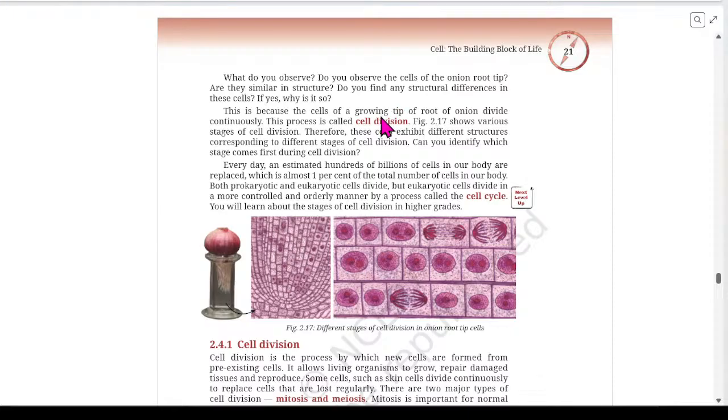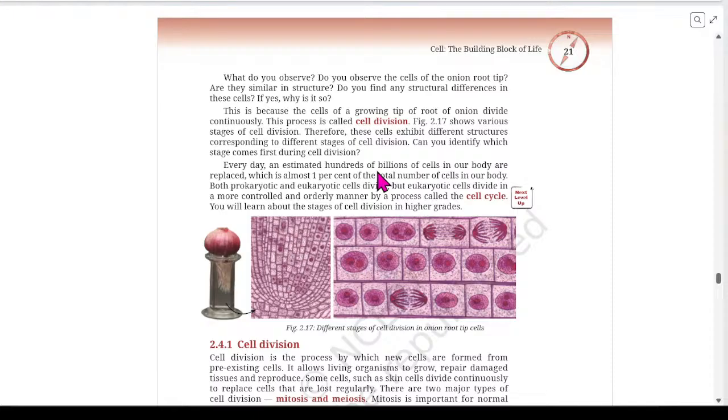This is because the cells of a growing tip of root of onion divide continuously. This process is called cell division, which shows various stages. Therefore, these cells exhibit different structures corresponding to different stages of cell division. Can you identify which stage comes first during the cell division?